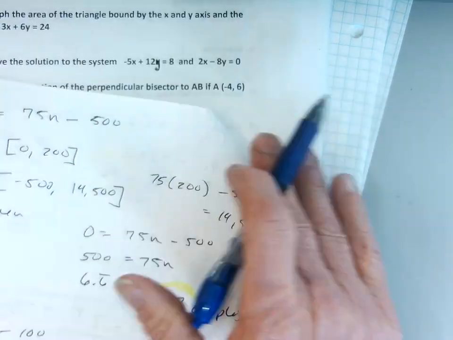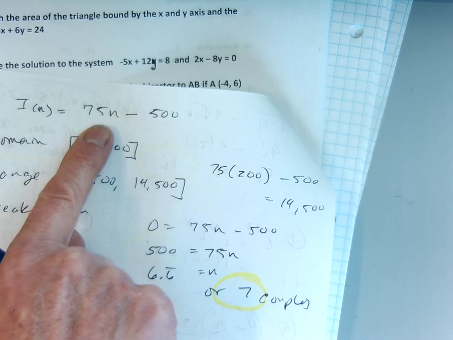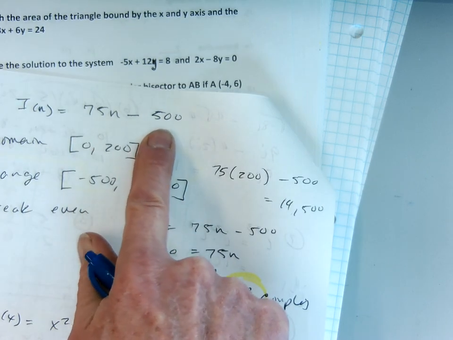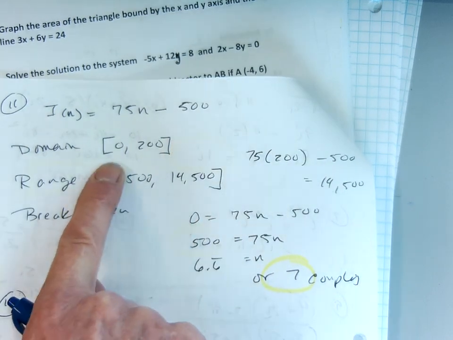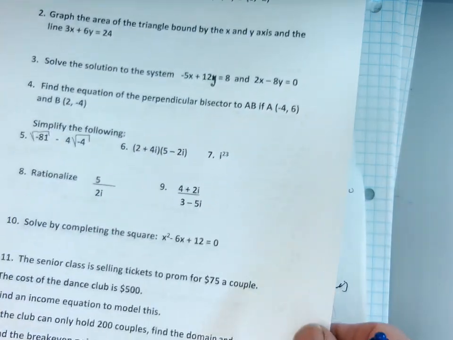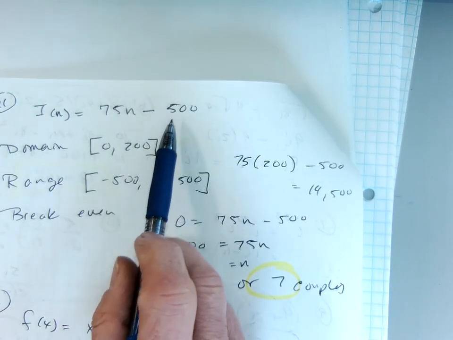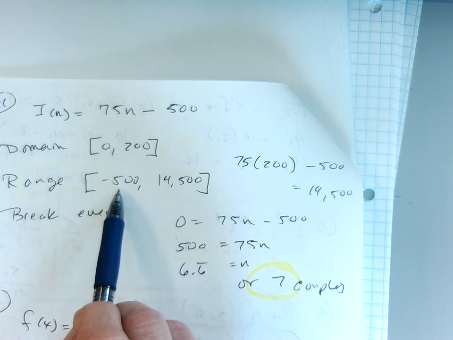Senior trip, or senior prom or whatever, $75 per couple. We have to rent the gym for $500. That's my income. My domain is 0 to 200, because it says in the problem that we can hold up to 200 couples. My range starts at negative 500, because that's the worst I can do.